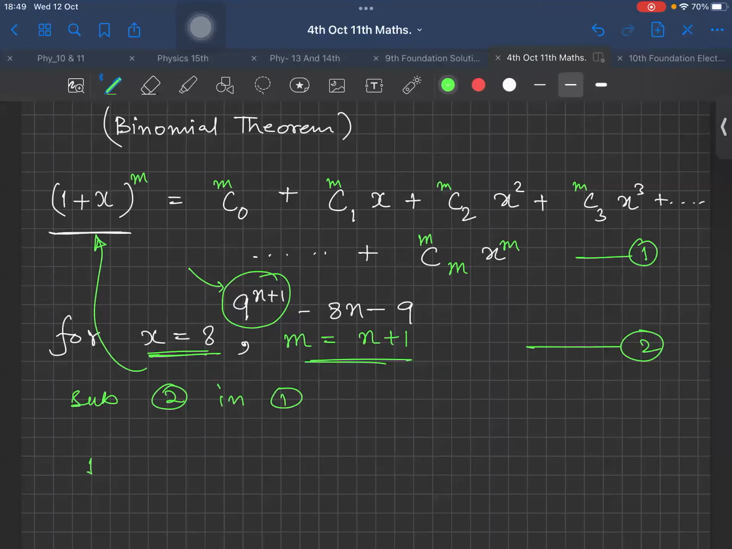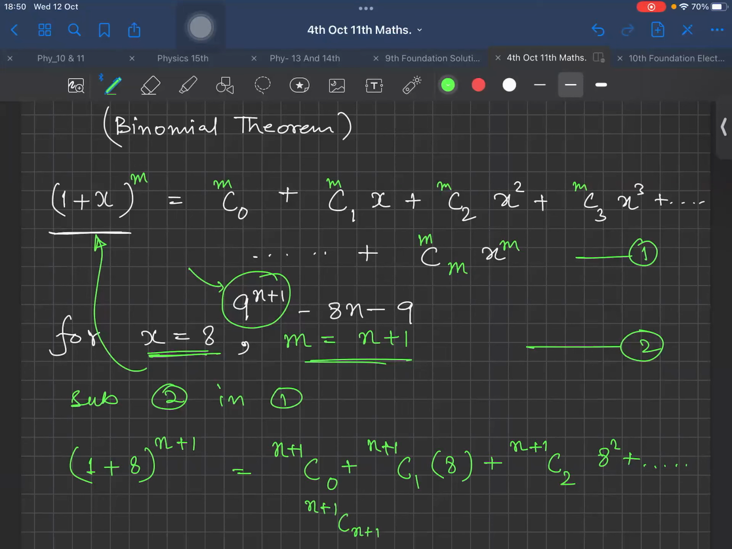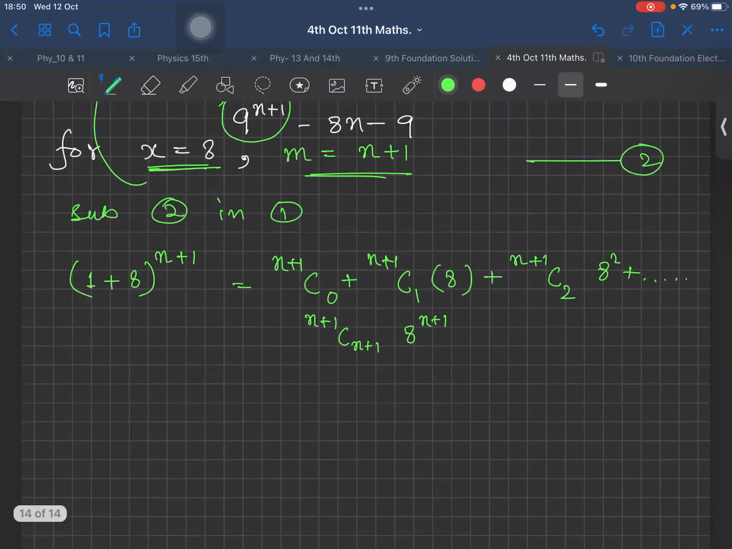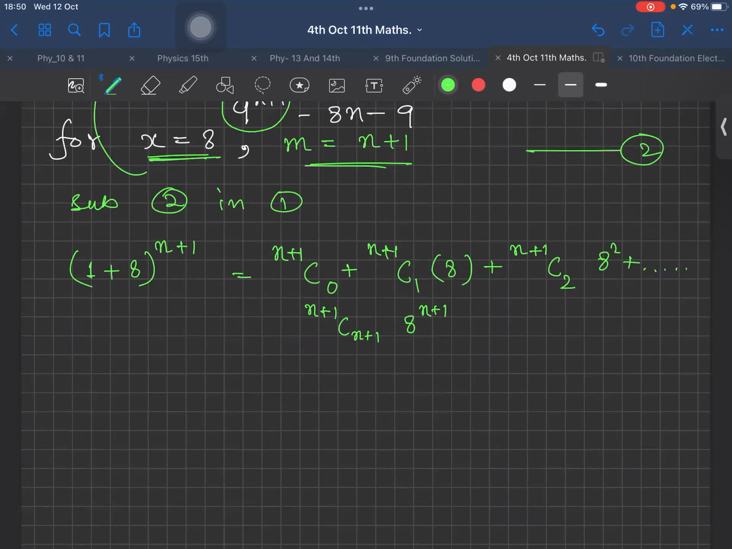So what we'll get is (1 plus 8) to the power of n plus 1. That's what we will get. So this we can write as n plus 1 C0 plus n plus 1 C1 into 8 plus n plus 1 C2, 8 square, and so on, up to the last term, which will be n plus 1 C n plus 1, 8 to the power of n plus 1. We have used this, right? Is there any problem so far? We are using the same formula.